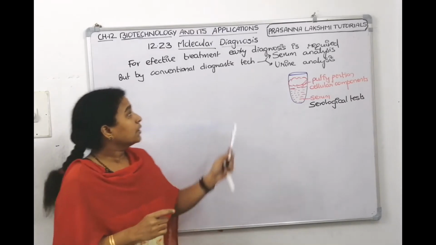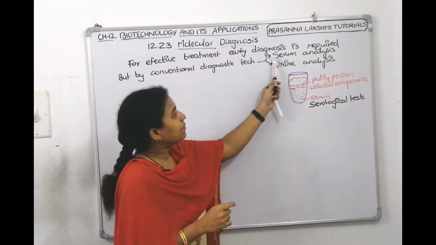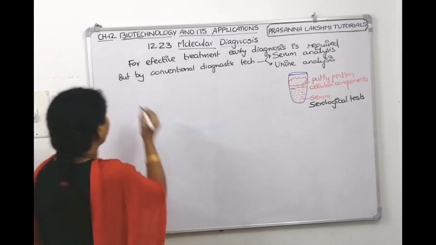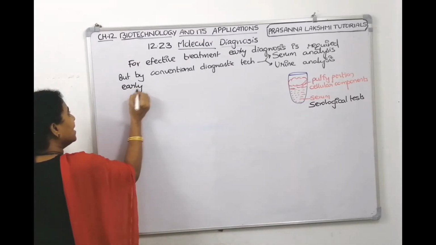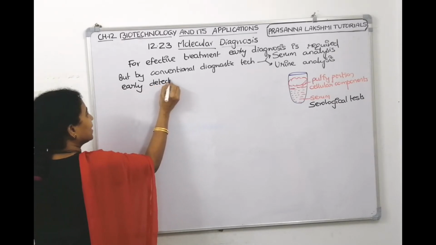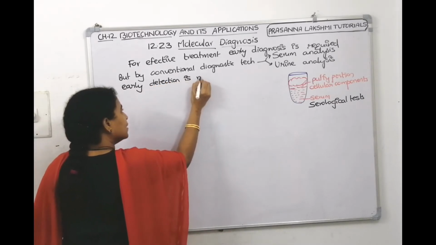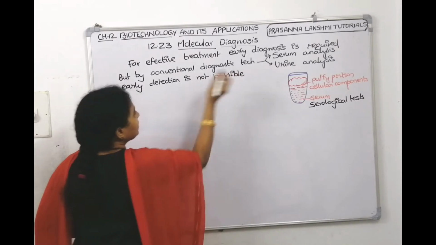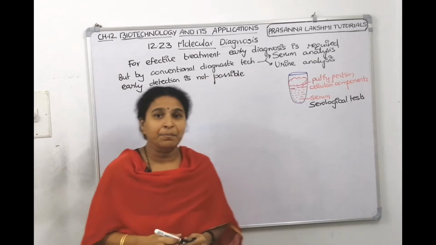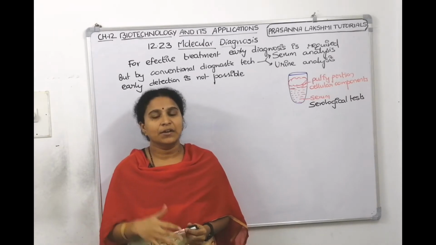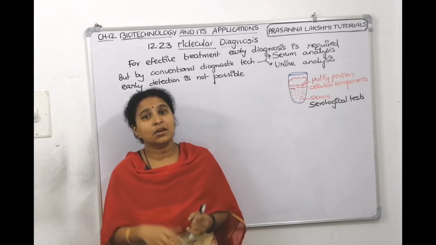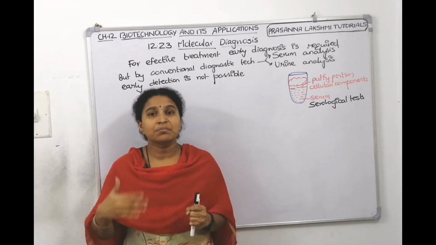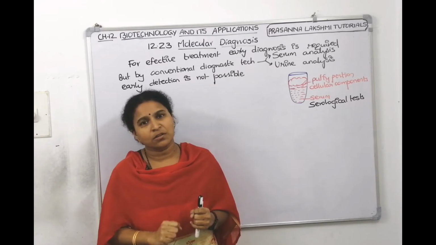But when you go with conventional techniques like serum analysis and urine analysis, early detection is not possible. Let us try to understand this sentence in a better manner. For example, if I go to a doctor and I am complaining of all the symptoms of typhoid, what will the doctor do, tell me?